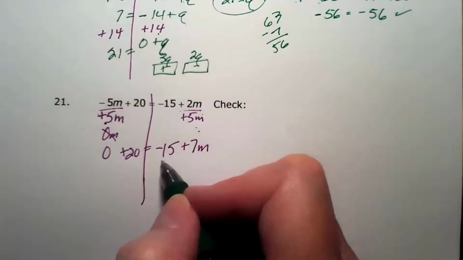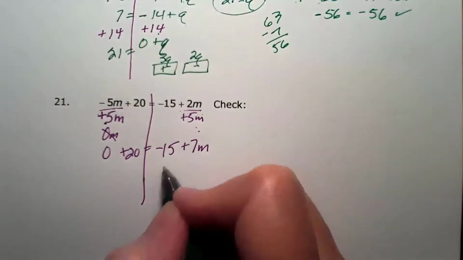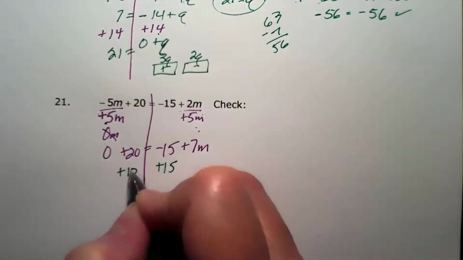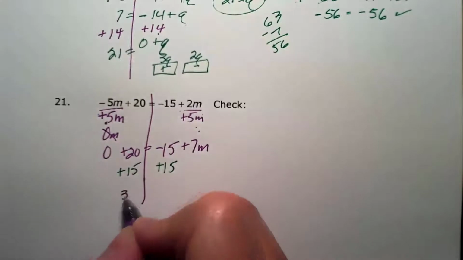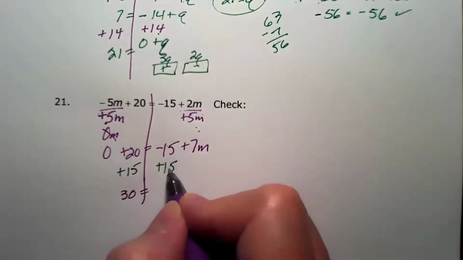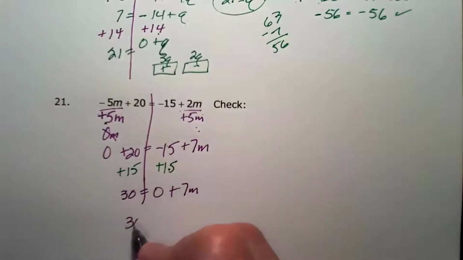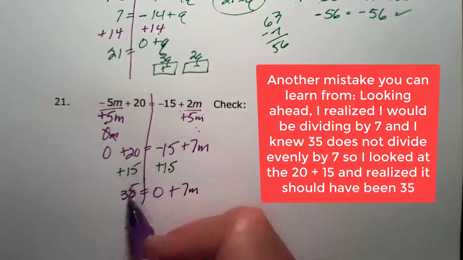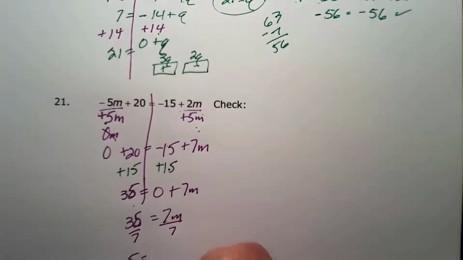So now I want m by itself, but first I'm going to get rid of the 15, so I want it as 0. So if I add 15 there, I add 15 here. 20 and 15 is, oops, that's 35. 20 and 15 is 35, and that turns into a 0 plus 7m. 35 equals 7m, divide by 7, so I have 5 equals m.